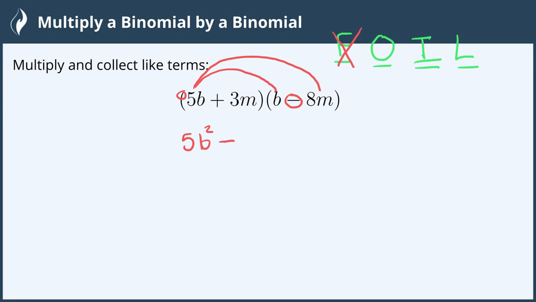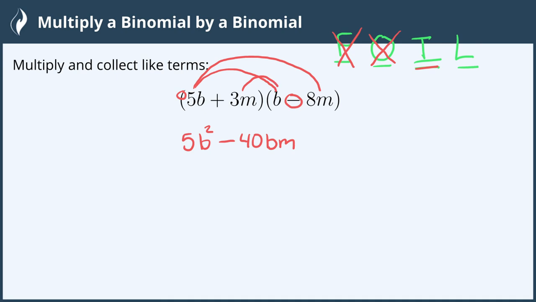Then 5 times 8 is 40. And then I have a B and an M. And traditionally, we put these in alphabetical order. So the B is going to go first, and then the M. And I can't combine those because they're different variables, like I did with the B times the B, which gave us B squared. Now we can move on. We did the outside terms. Now we can move to the inside terms.